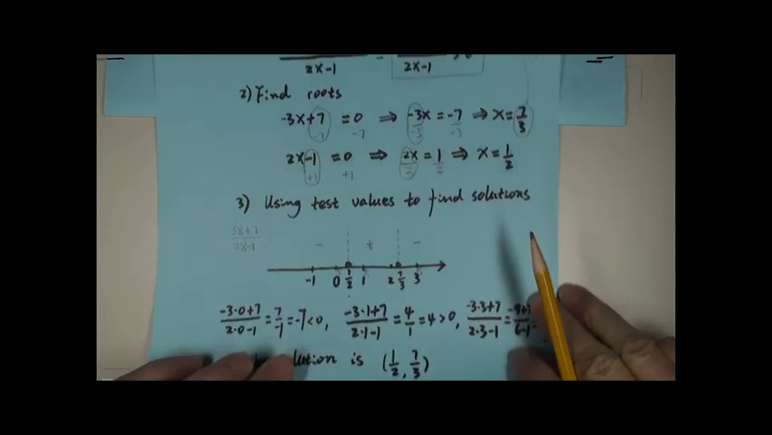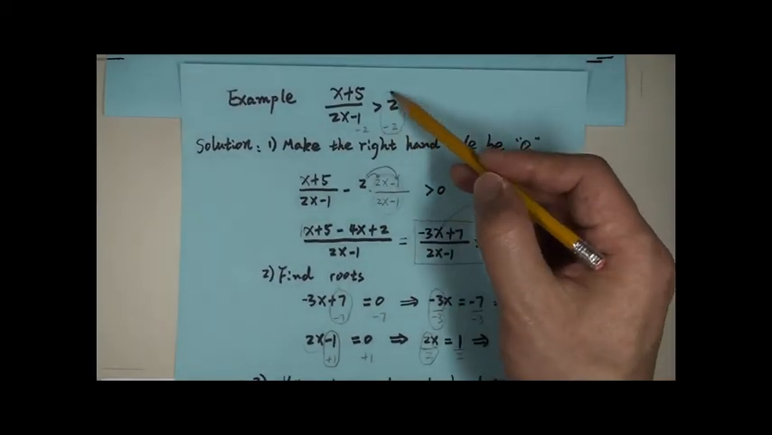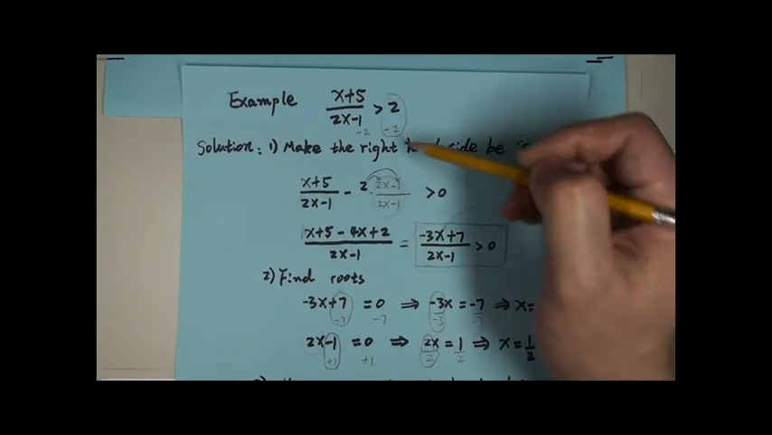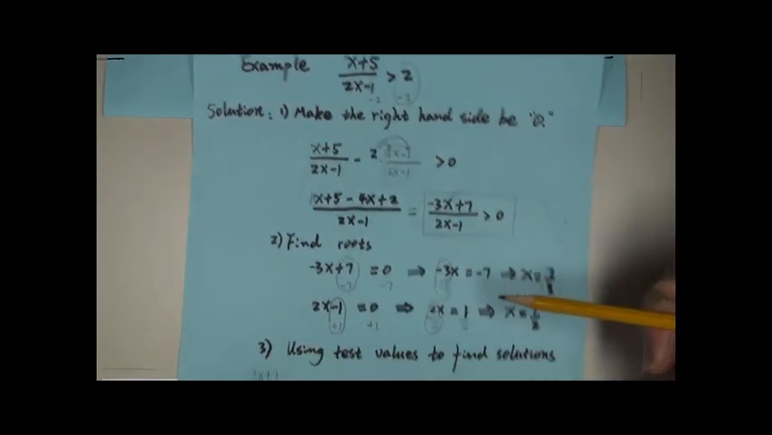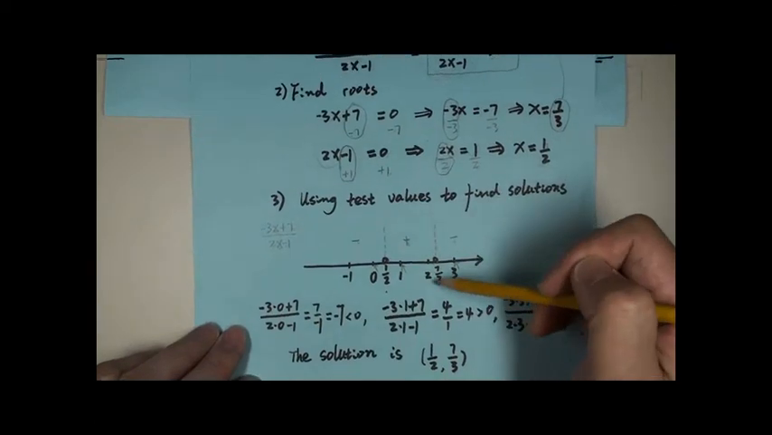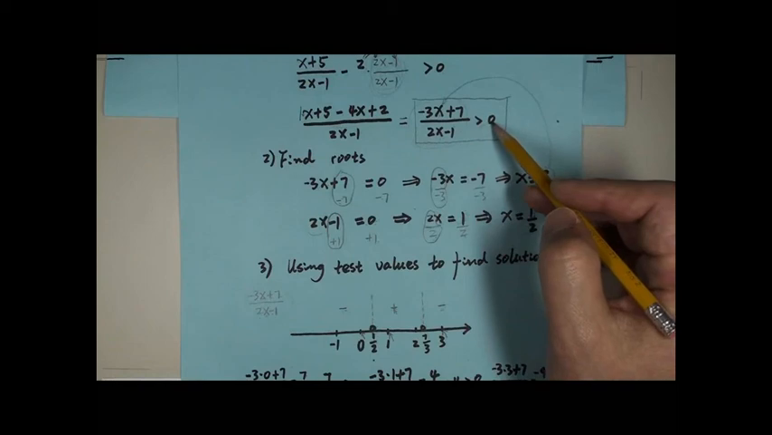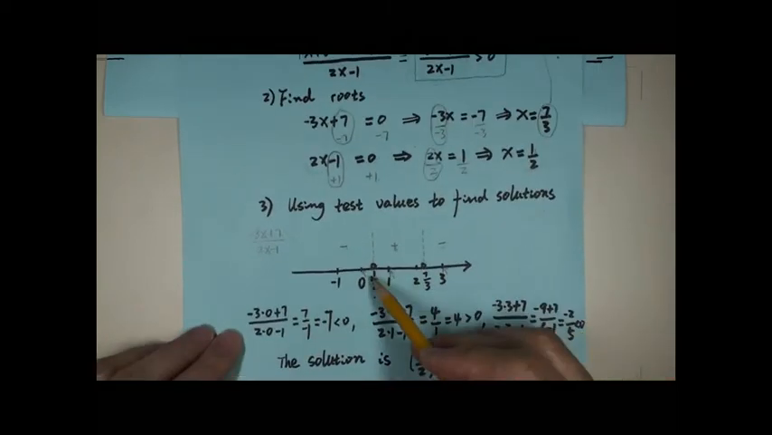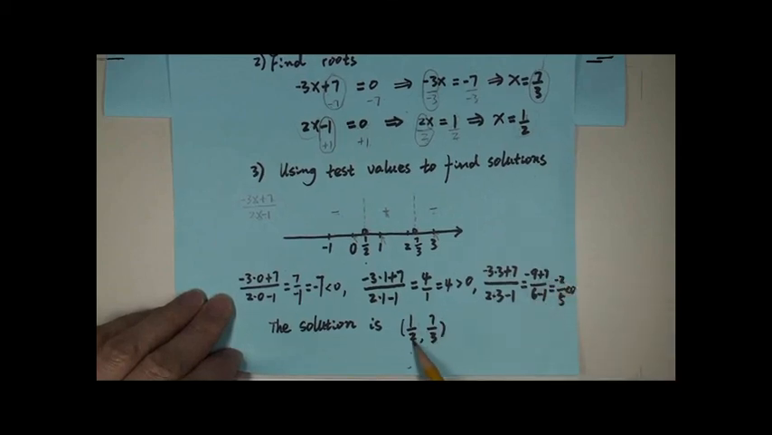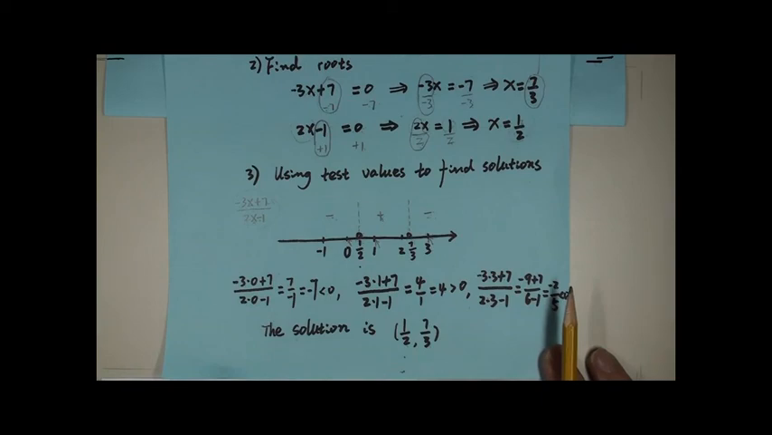Okay, and to review, this one will be what? This is not 0, so you want to make this one 0 first. This one converted to that, find the roots, and then find the test values to see which part is the part we want. Here it is greater than 0, so it has to be between those two. That's why we have 1/2 to 7/3. Okay, I'll see you next time.